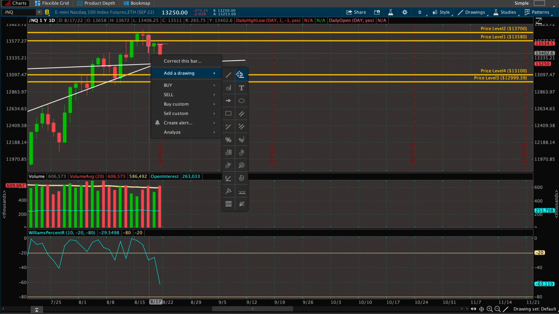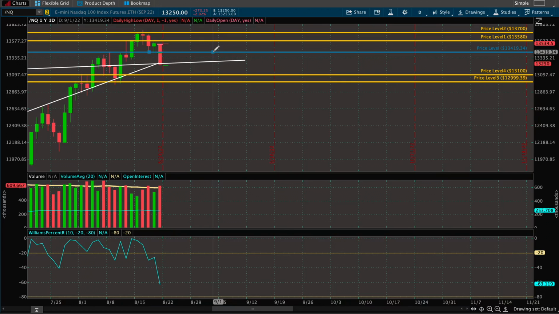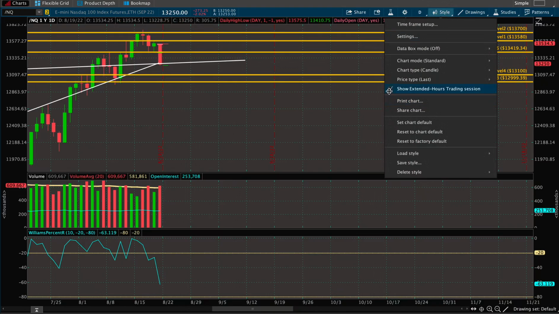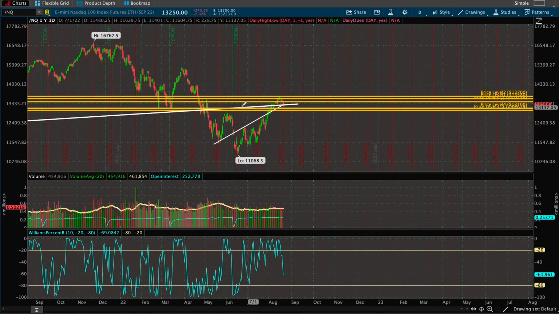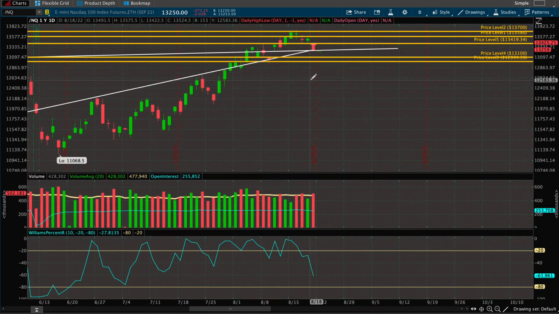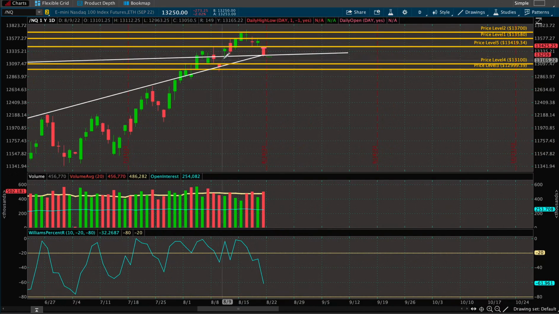So this area, 13,420, 13,400 to 13,450 areas, that's what I'm going to try to short again. Now, why am I targeting 13,100? Let's quickly look at without the extended hours, what is there. When I look at the extended hours, I see a gap here, and usually the market likes to fill these gaps. So that's one of the reasons why I think 13,100 is very well possible.